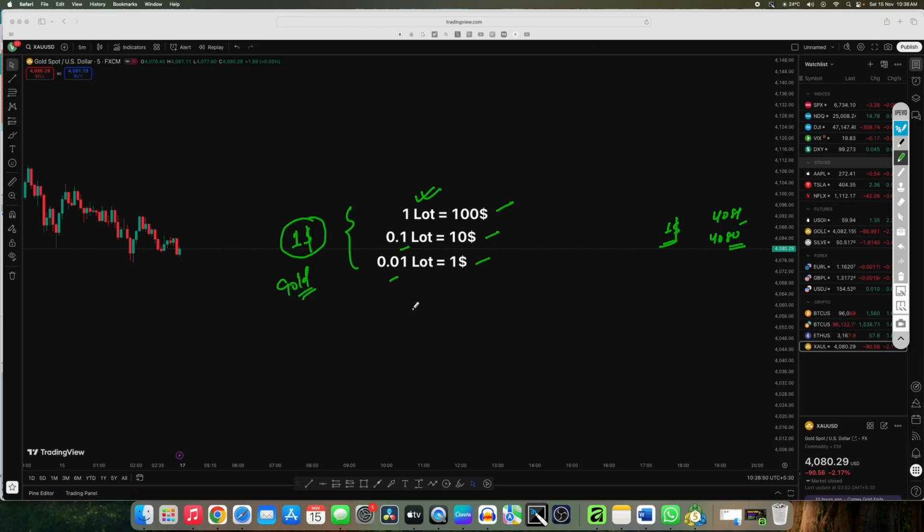So understand it in terms of dollars. And if you are doing it with 0.1 lot, then multiply by 10. So if there is a $10 movement on the spot, how much profit will you have? $10 means $10 times 10, which means $100, right? So we will have a profit of $100.